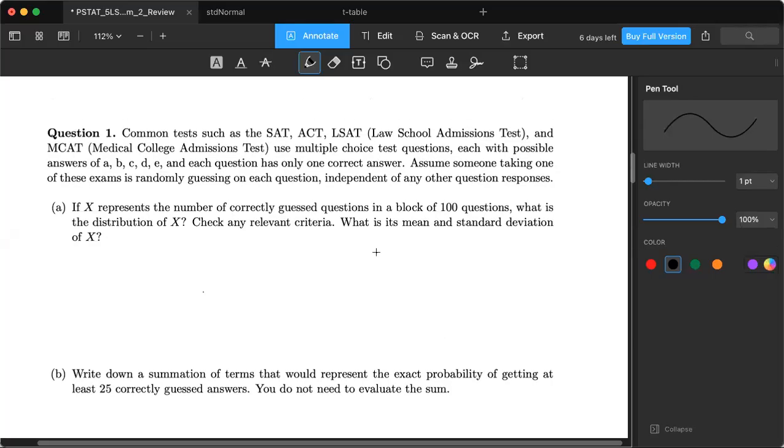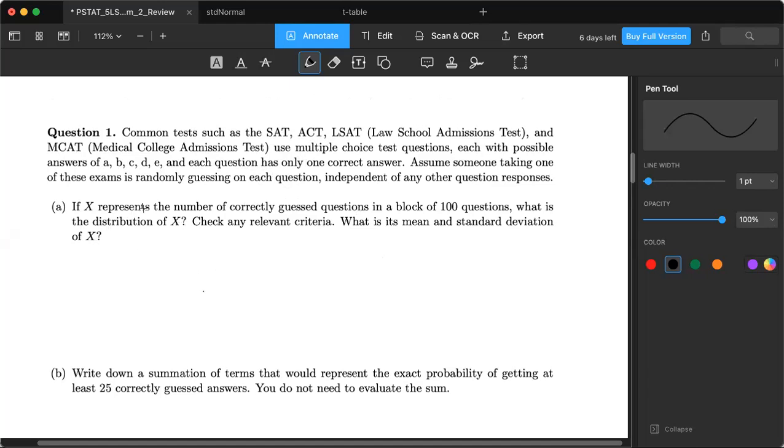Okay, so this first question says that common tests such as the SAT, ACT, LSAT, and MCAT have multiple choice questions with possible answers A, B, C, D, or E. Each question only has one correct answer. So we assume that somebody is taking one of these exams and is randomly guessing on each question, independent of any other question responses. They just randomly guess on each one.